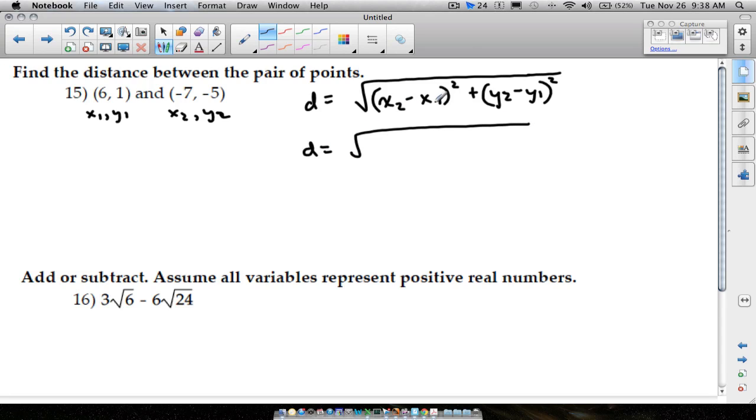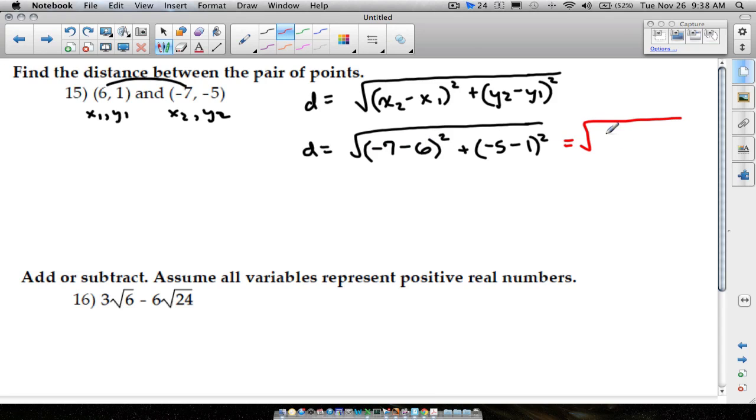Alright, so we got x2 minus x1 squared. Take these two x values and subtract them. So x2 is negative 7 minus x1, which is 6, and we square it, plus y2, that's going to be this negative 5, minus y1, which is 1, and then we square that. And then I'll just continue on over here to the side. We have the square root.